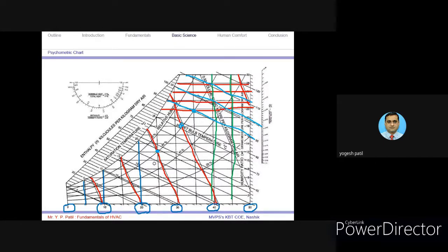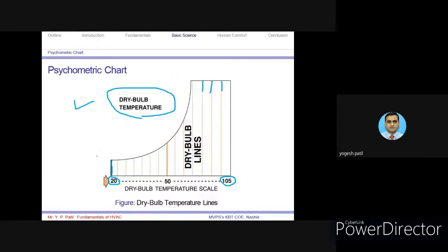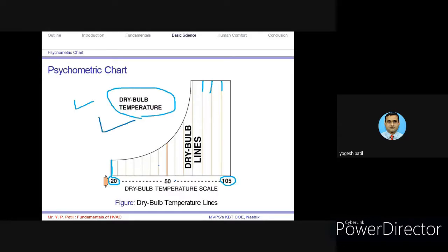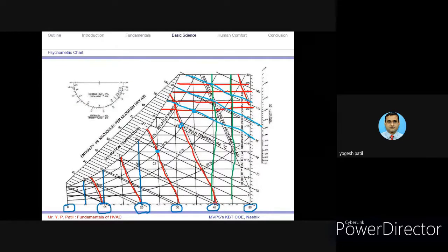This particular horizontal line, and the vertical lines in it, show the dry bulb temperature. I repeat it again, dry bulb temperature. So these are vertical lines. Now next is wet bulb temperature. Wet bulb temperatures are the inclined lines. You can see these red lines, all these red lines.